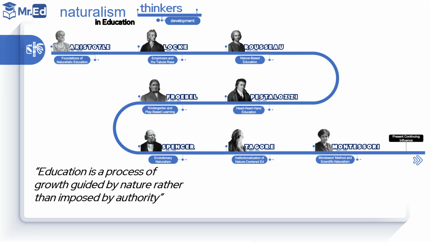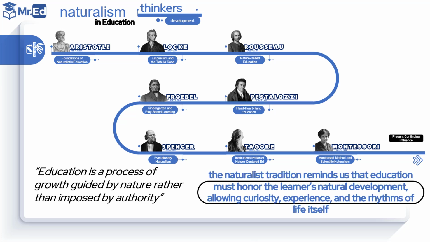Naturalism transformed education into a process of growth guided by nature rather than imposed by authority. From Aristotle's early reflections to Rousseau's child-centered vision and Montessori's scientific method, naturalism has consistently emphasized freedom, experience, and harmony with the natural world. The naturalist tradition reminds us that education must honor the learner's natural development, allowing curiosity, experience, and the rhythms of life itself to guide the unfolding of human potential.